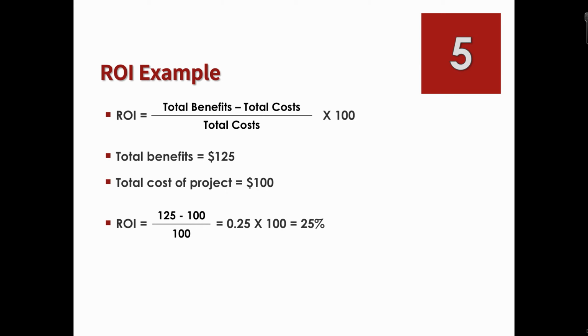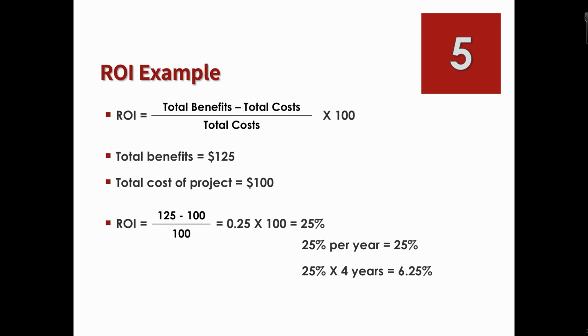Let's plug it into our formula. We've got 125 minus 100 divided by 100, and that gives us 0.25. 0.25? Yeah, 0.25 times 100, which makes it our percentage. So we've got an ROI of 25%. Now, is that our total cost? Well, it may be our ROI, but don't forget ROI is annualized. So it could be 25% per year if that project takes a year. However, if the project takes 4 years, that drops our ROI to 6.25%.